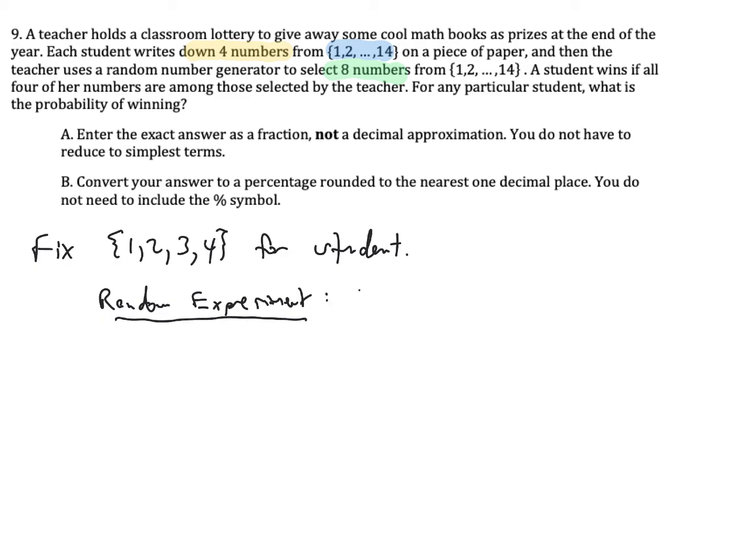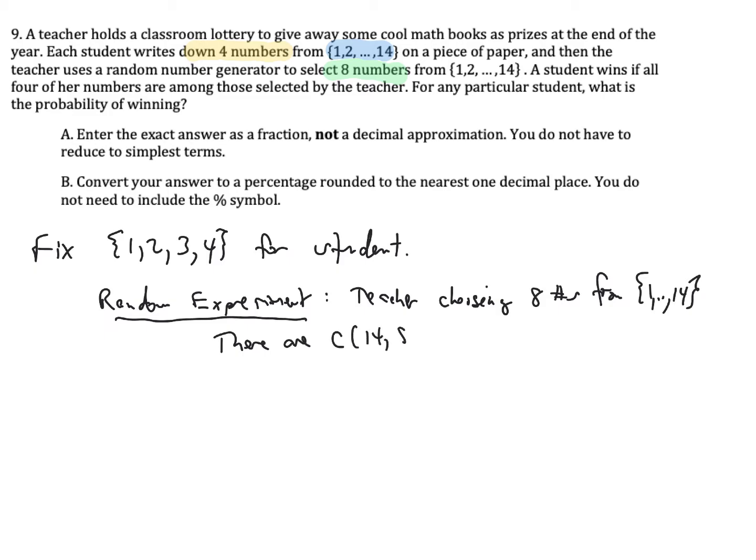The random experiment is the teacher choosing 8 numbers from 1 to 14. And so we know how many outcomes there are for that. So there are 14 choose 8 possible outcomes.